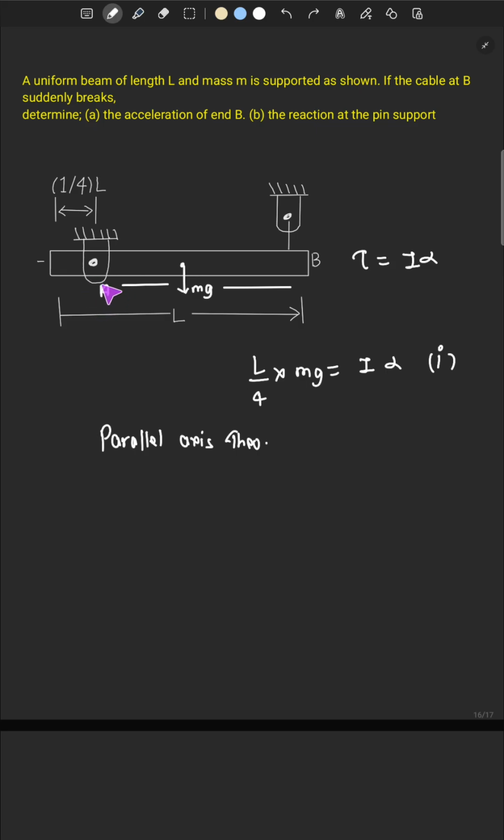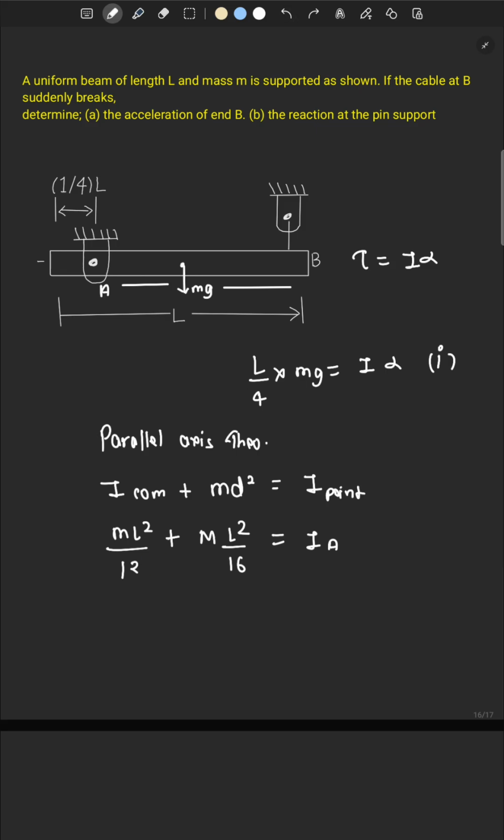Now I, the moment of inertia, we have to find about the point about which we found the torque. So we are going to use the parallel axis theorem. What is the parallel axis theorem? The moment of inertia about the center of mass plus the mass of the system times the square of the distance between the point we want to calculate about and the center of mass, is equal to the moment of inertia about that point. In this case that point is A.